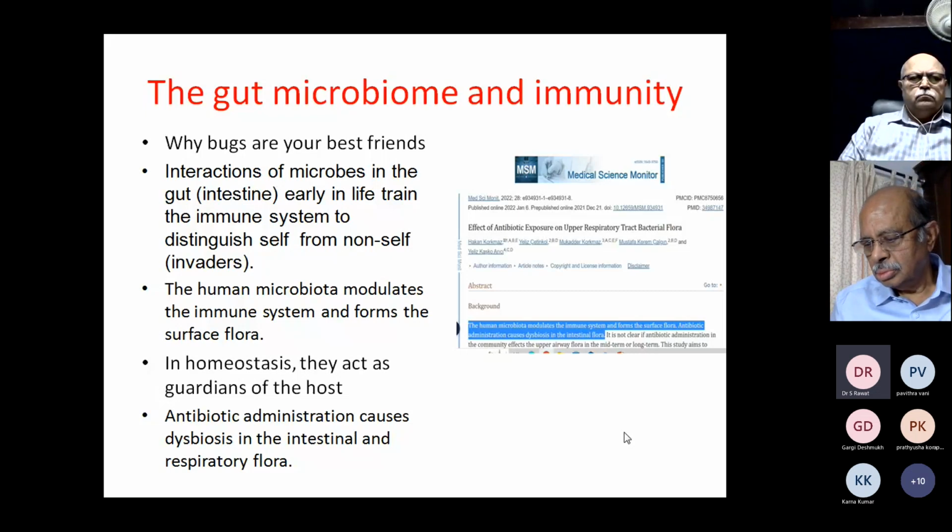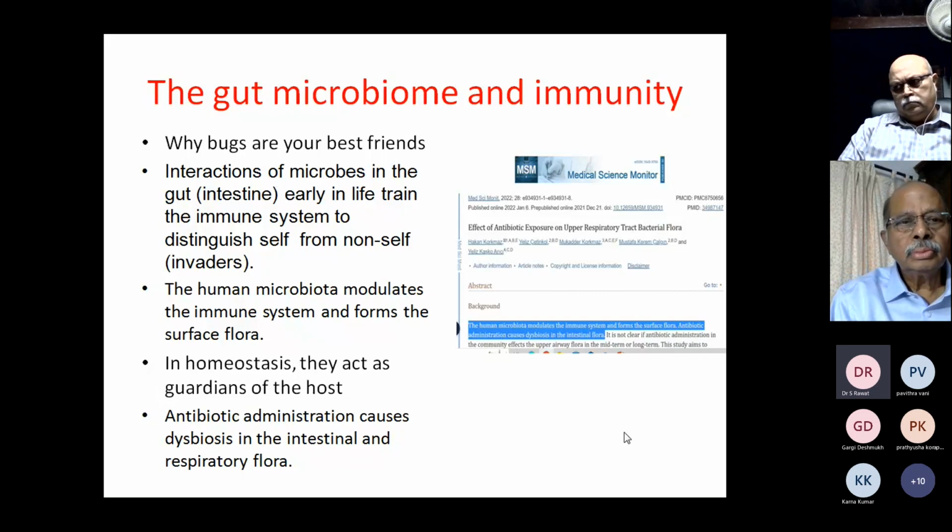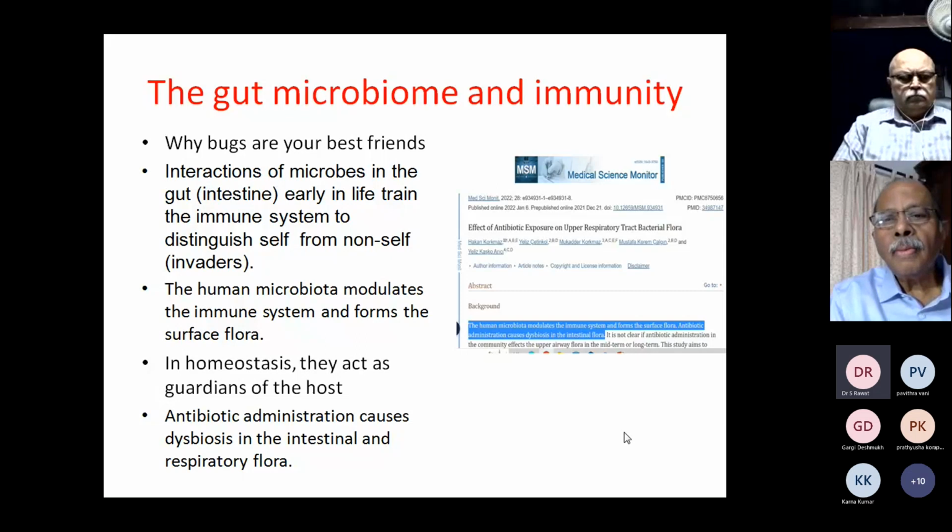Like they train the immune system early in life, and they help to distinguish self from non-self, and also to distinguish highly invasive organisms from the less invasive ones. Now again, the human microbiota modulates the immune system, and it also forms the surface flora, which also helps in defense against various pathogenic organisms. So they are sometimes known as the guardians of the host. And we should remember that antibiotic administration and other drug administration also cause various dysbiosis, like intestinal, respiratory, and even in the skin.